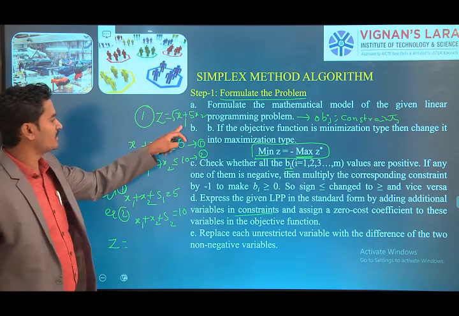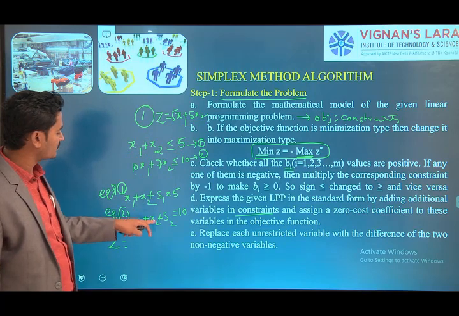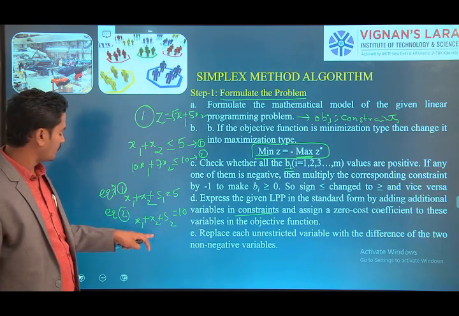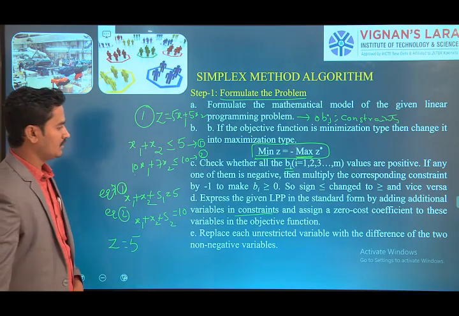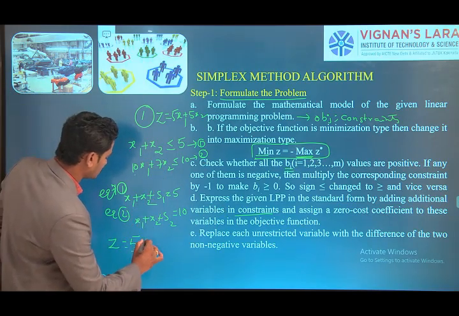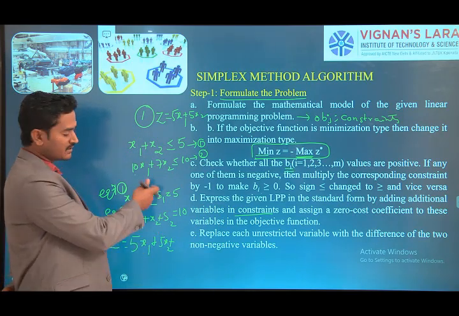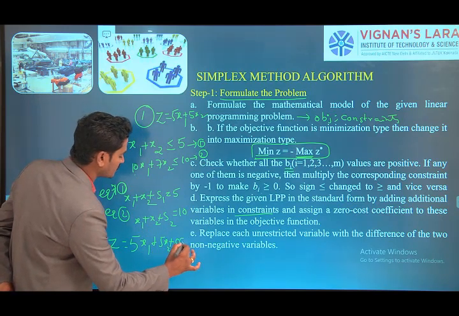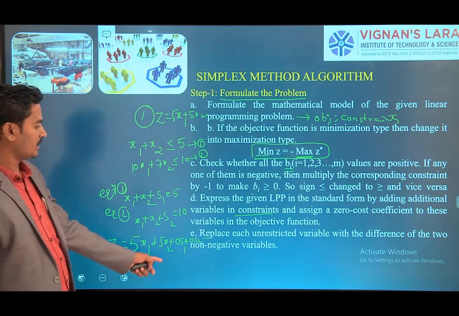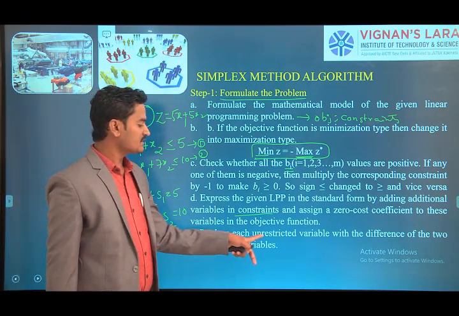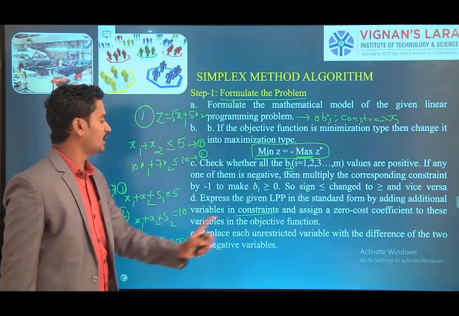We are adding the slack variables, and we add the zero coefficient to the objective function for balancing. In the objective function, how many decision variables are there? Only 2 variables. But in our constraints, how many variables are there? 4 variables. So we have to balance the objective function by adding zero coefficients: 5x1 plus 5x2 plus 0s1 plus 0s2, like this. Okay, and the final one is to replace each unrestricted variable with the difference of two non-negative variables.